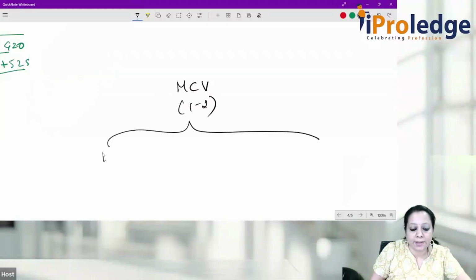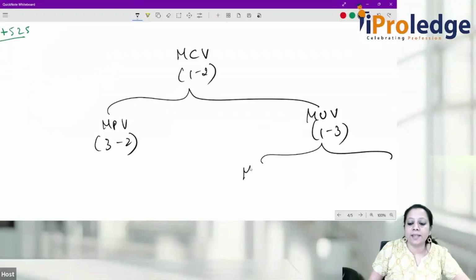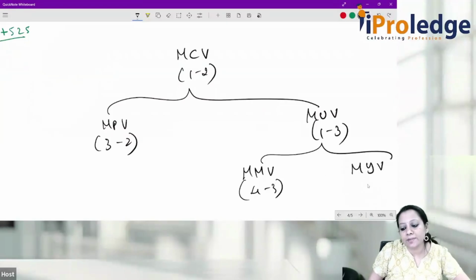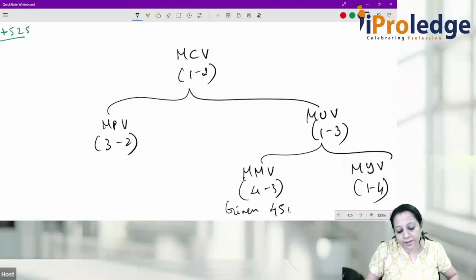Material cost variance is 1 minus 2. Material price variance is 3 minus 2. Material usage variance is 1 minus 3. That can be subdivided into material mix variance, which is equal to 4 minus 3, and material yield variance, which is equal to 1 minus 4. Okay. So material mix variance is already given to be how much? 45 adverse. Okay.